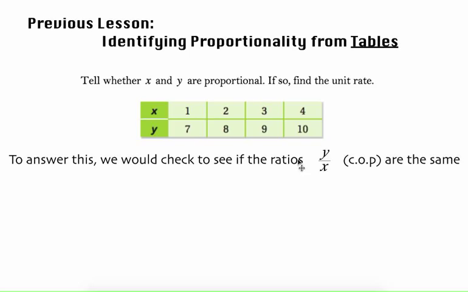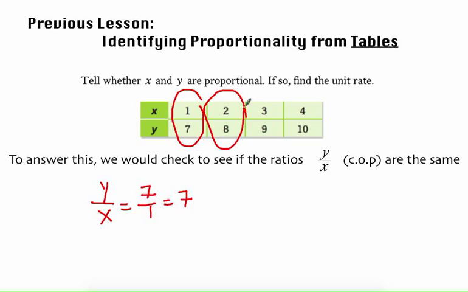We were given a table of values and we had to determine whether the two quantities x and y were proportional or not. Now, to answer this, what we did is we checked to see if the ratios y over x were the same. And we know that y over x is the constant of proportionality. So we would look at each value of x and y. Here x is 1, y is 7, so y over x would be 7 over 1, which is 7. And then for the second column, y over x would be 8 over 2, which is equal to 4.